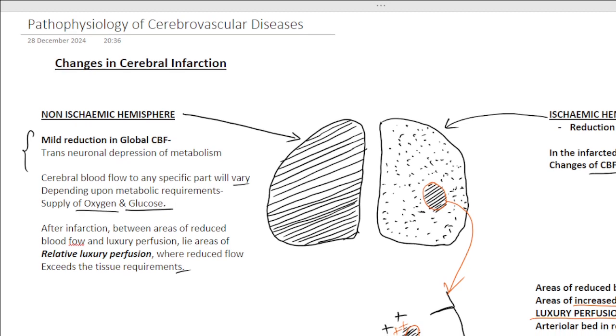Then we will be seeing the pathophysiology of ischemia. So how much the disturbance is, and we will see some graph. So let us go to the next page. Just one sec.